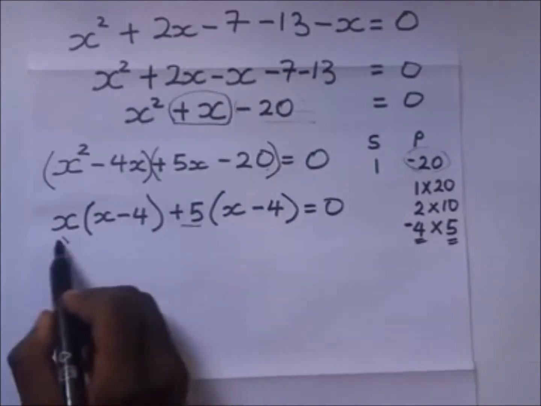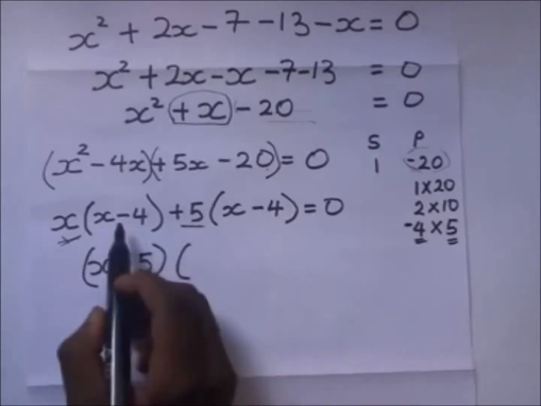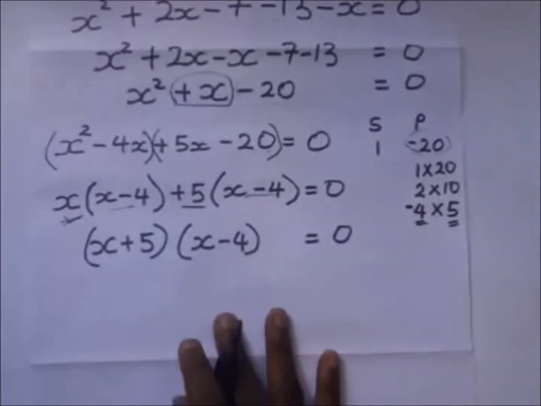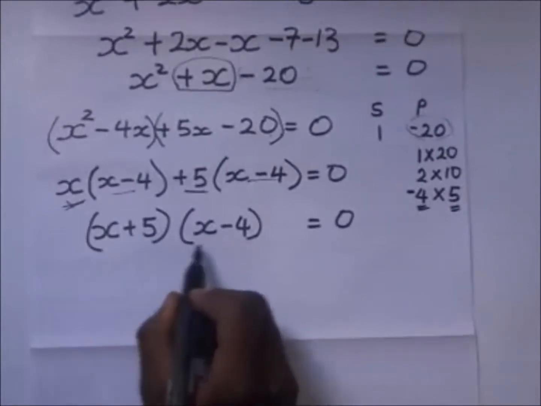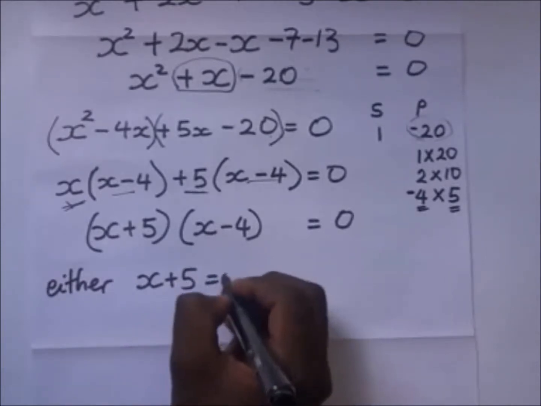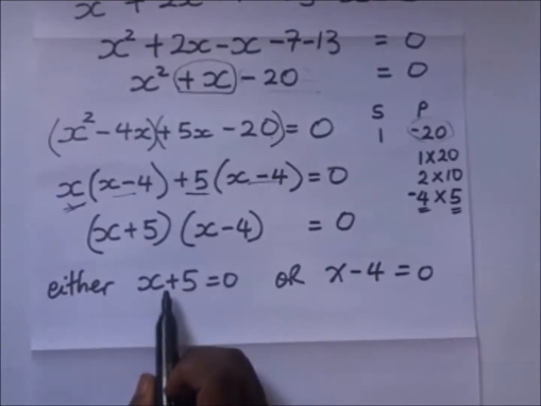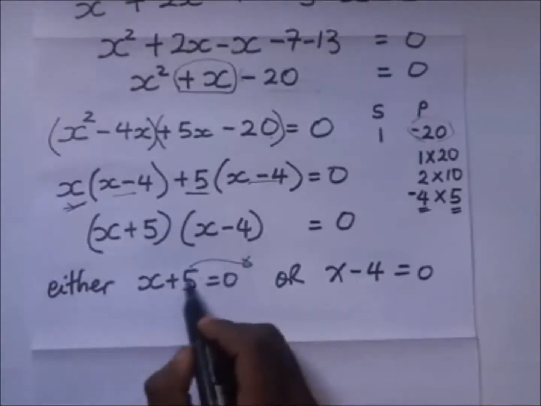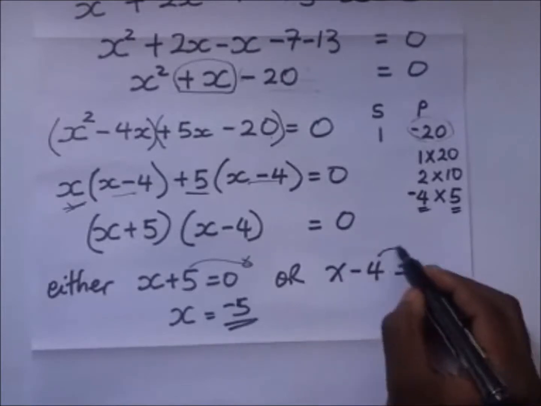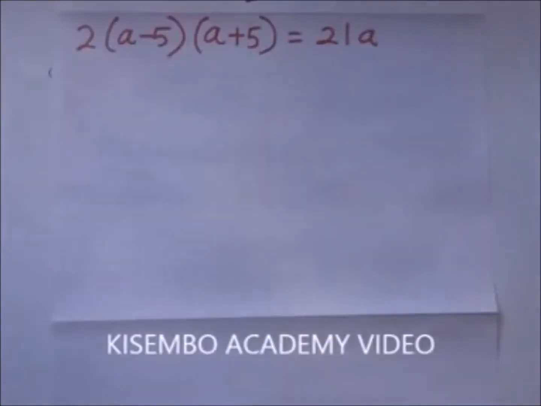We put the terms outside the brackets in their own bracket, so it is going to become x plus 5 into x minus 4 is equal to 0. And of course, after factorizing them, to get the value of x, it's either x plus 5 is equal to 0 or x minus 4 is equal to 0. And when we make x the subject of the formula here, this 5 crossing coming that side, we remain here with our value of x as negative 5 as the answer. And then here when 4 comes this side, to make x the subject of the formula, our value of x is 4.